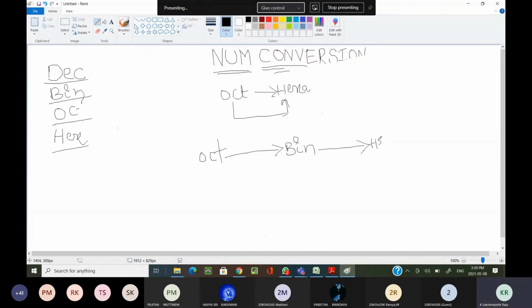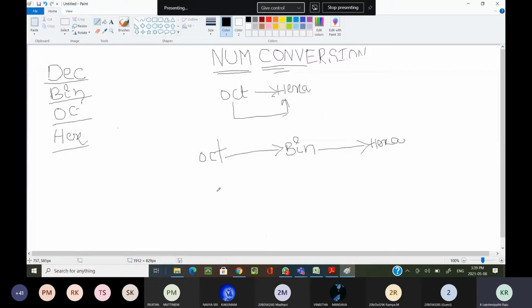Are you understanding what I am saying? There is no direct procedure, just like decimal to binary or decimal to octal or decimal to hexadecimal, or octal to binary. There we are choosing bits. In decimal we are following long division or multiplication, but here there is no direct procedure like that.